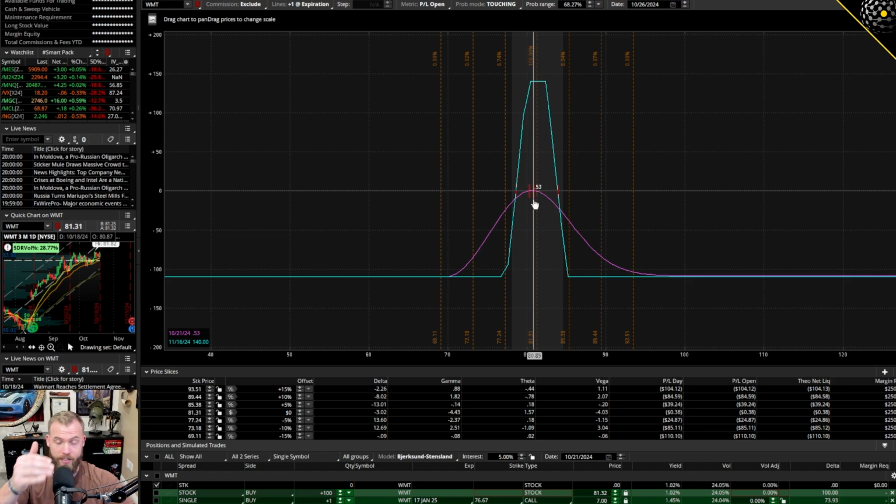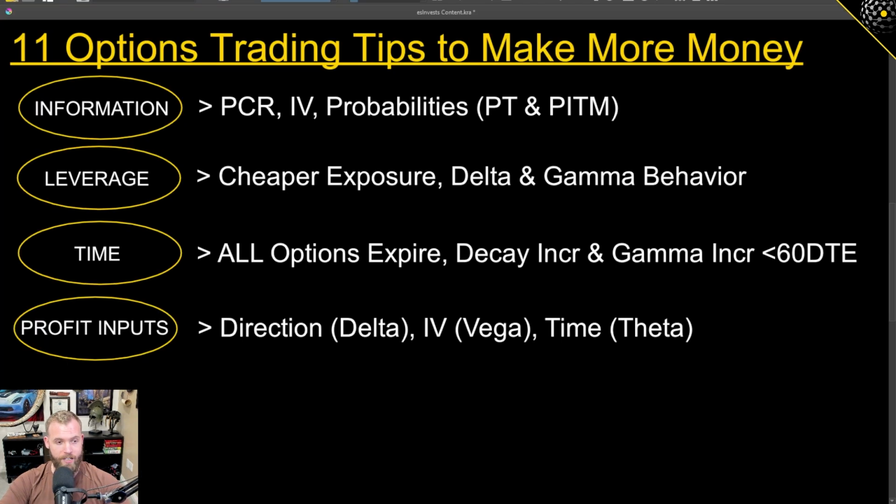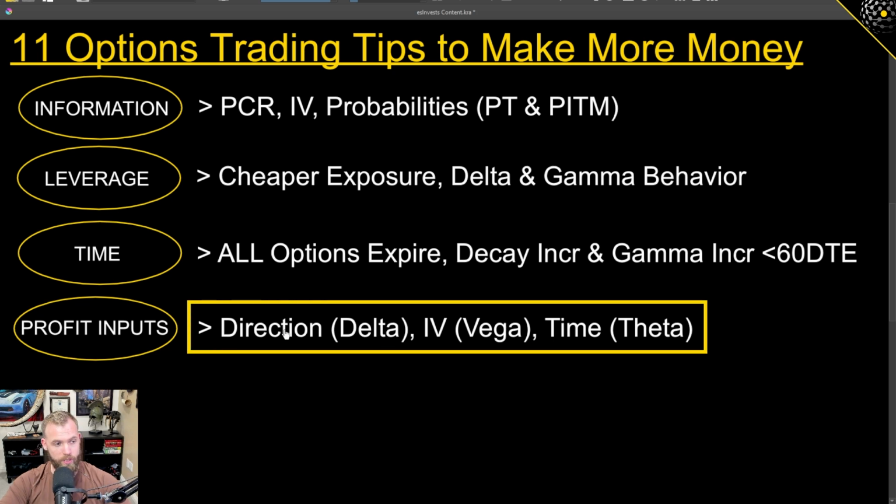Same thing with respect to time. As time passes, like I showed you in the example just before this, time can pass. But then if before expiration there's a directional move that will impact your deltas, you can still lose on your trade, even if a bunch of time passes. So for the vast majority of trades, this is going to be your dominant input.